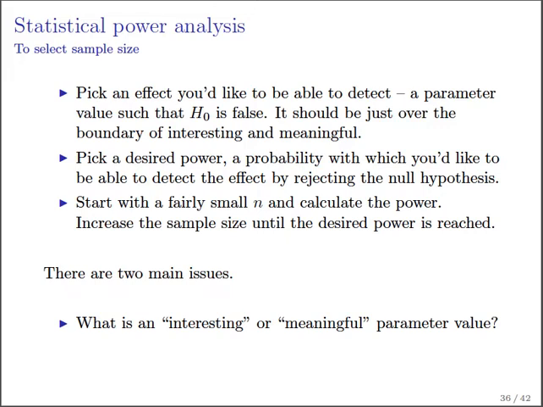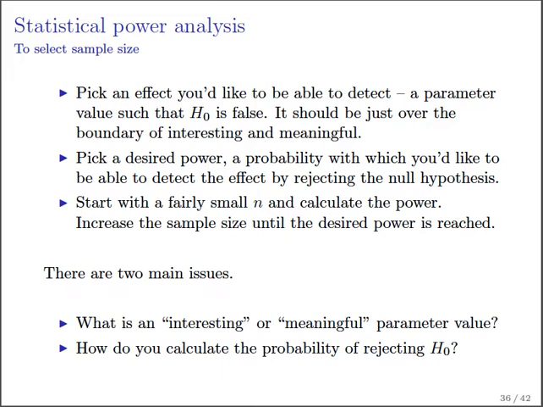There are two main issues here. First, what's an interesting or meaningful parameter value? And second, how do you calculate the probability of rejecting the null hypothesis? To me, the second one is relatively easy. The first one is in the world of reality, the real world to which you're applying statistics, and that's tricky. The mechanics of calculating the probability of rejecting the null hypothesis is a technical issue in the pure world of the model and mathematics and computing, and that's pretty easy.